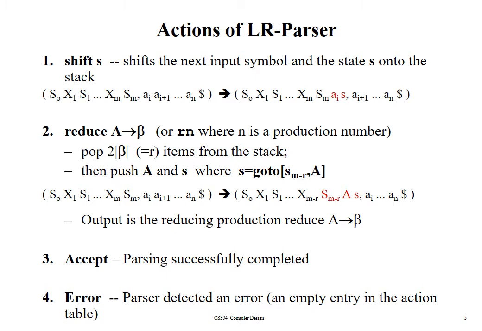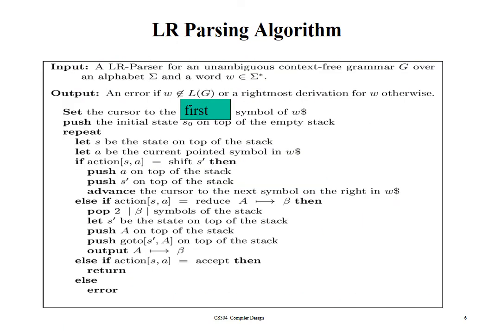Then third action is accept. We can announce a successful parsing in case of seeing an accept action, which is indicated in the parsing table as ACC. If we come across an empty entry in the action table of a parser, it will be an error. So that will be encountered as an error. This is the LR parsing algorithm.